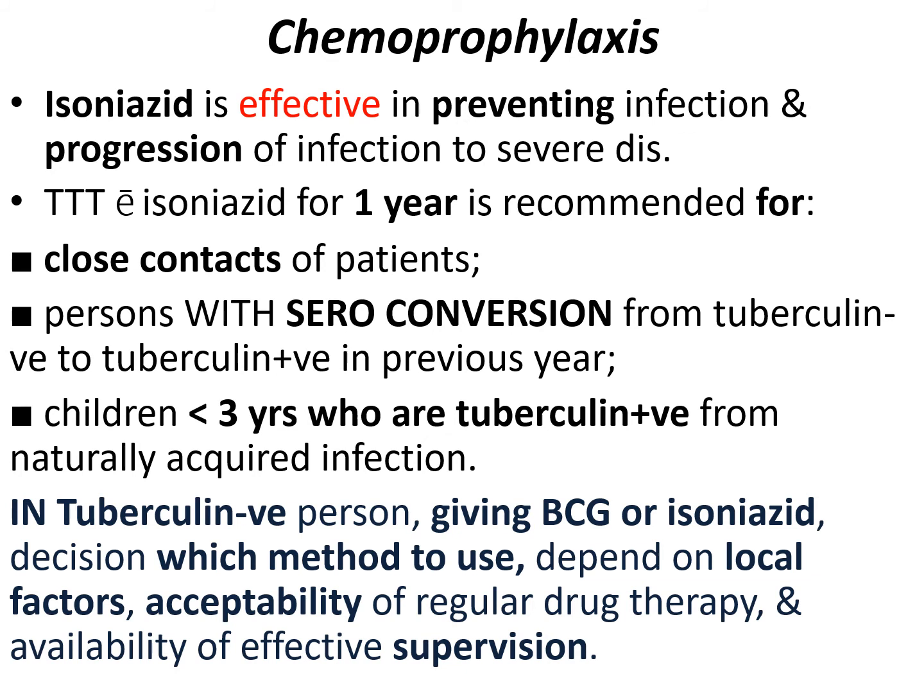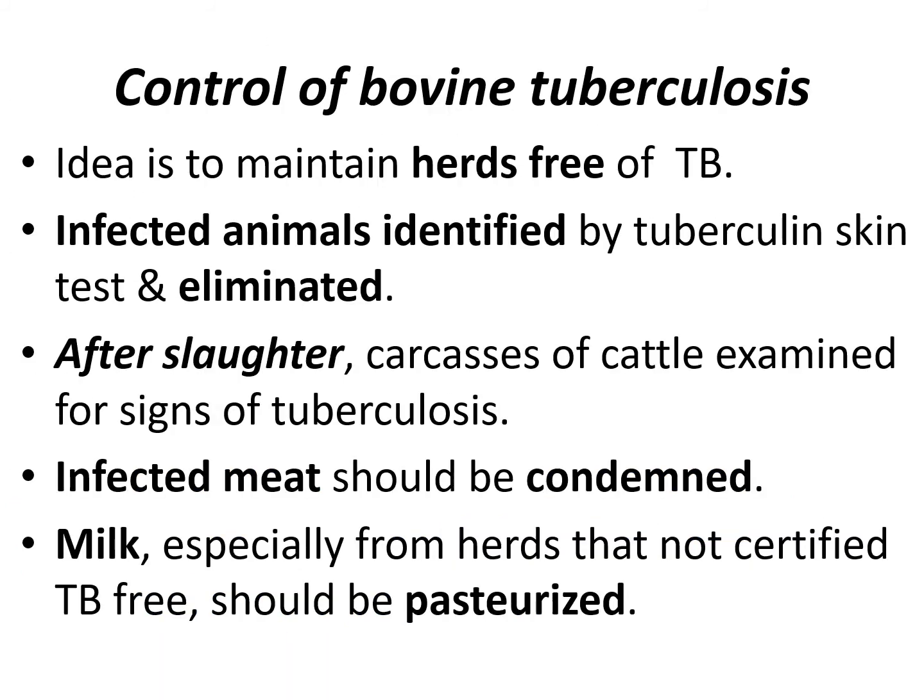You see, again, the decision may be different from place to place. Acceptability of regular drug therapy and availability of effective supervision. Of course, if you are going to give isoniazid, you must have regular drug therapy, and supervision must be present for the treatment. Control of bovine tuberculosis.